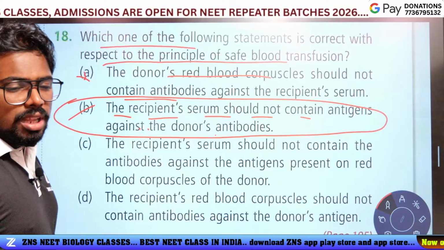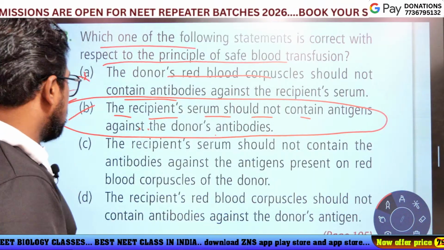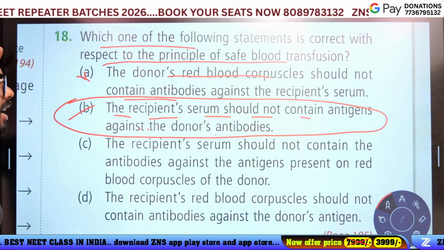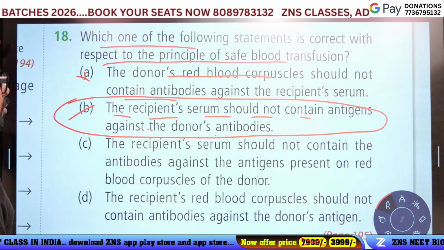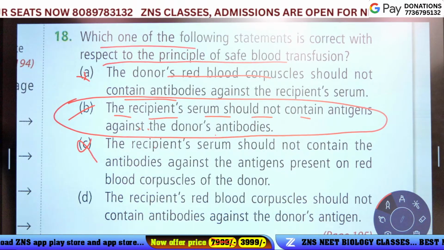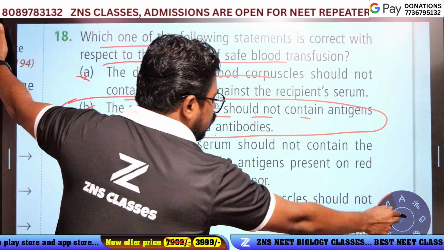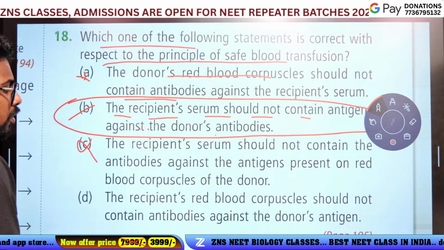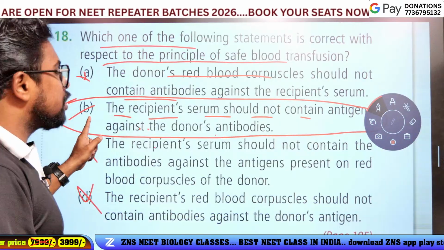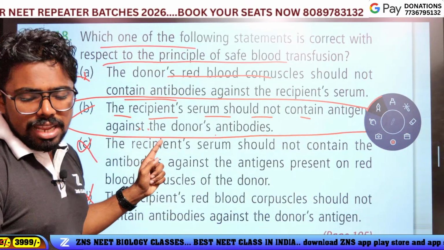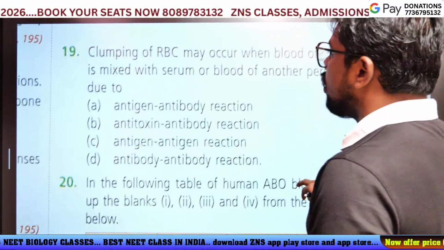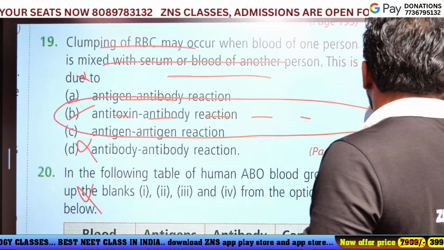Okay, you understood? And the recipient serum should not contain the antibody against the antigen present on the red blood corpuscle of the donor. No, it does not happen. The recipient red blood corpuscle should not contain antibody against the donor antigen. No, that doesn't happen. The best option is B. Okay, next question, ready.